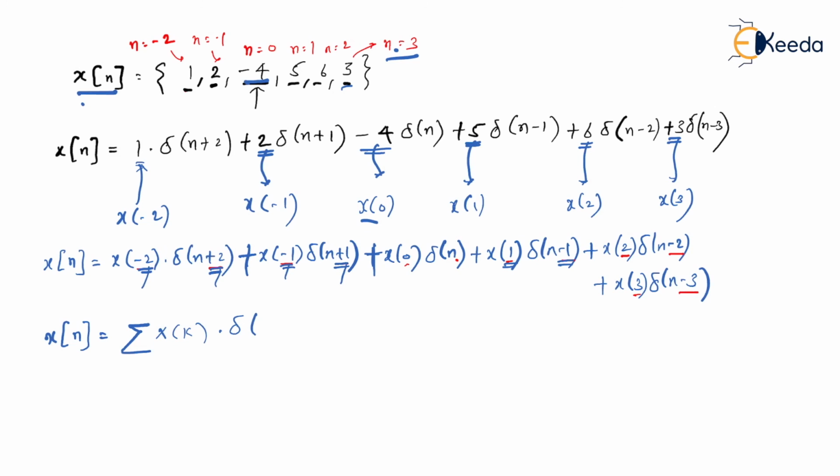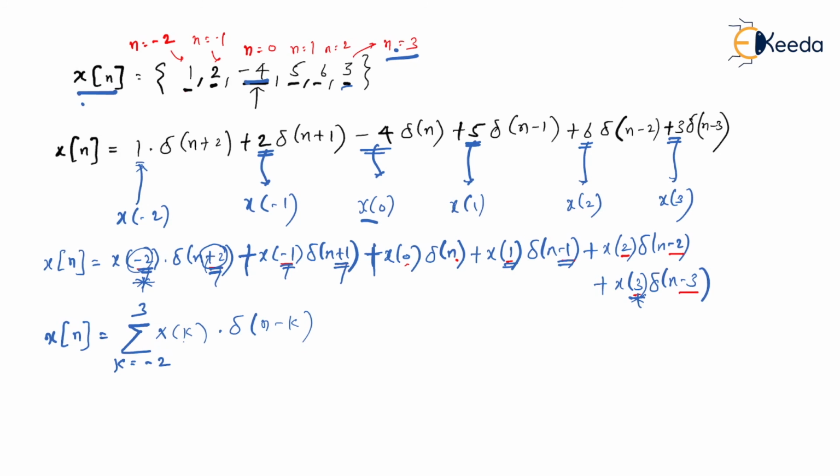Now if this is minus 2, then this is plus 2. So if I say plus k here, I need to say it is minus k. So I can write n minus k. Is that right? And as you can see, the value of k, the starting limit is minus 2 and the highest limit is plus 3. So I'll be varying my k from minus 2 to plus 3.